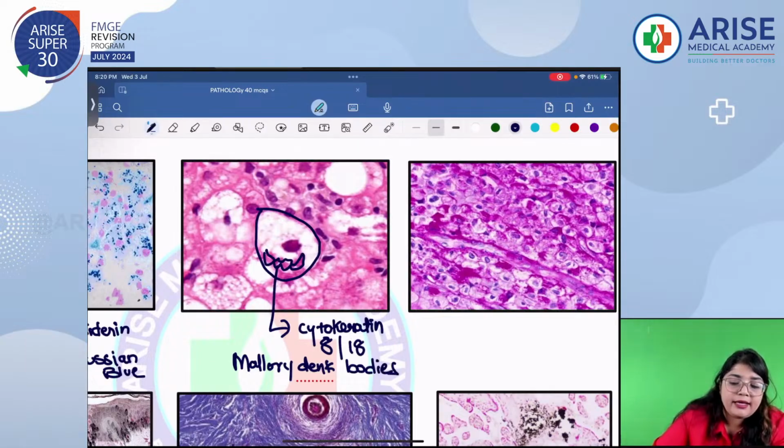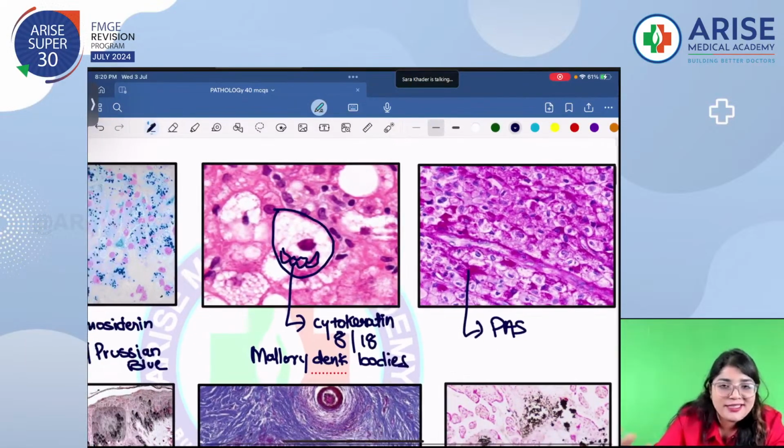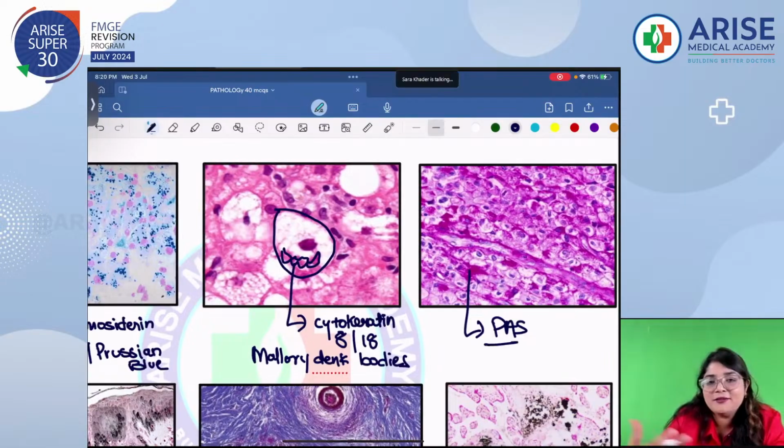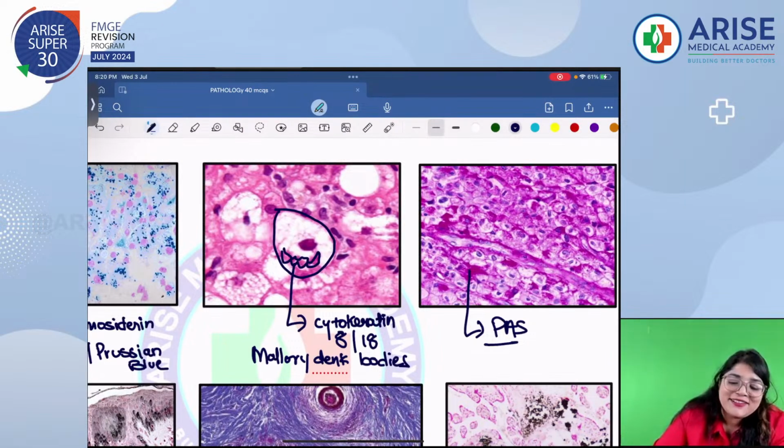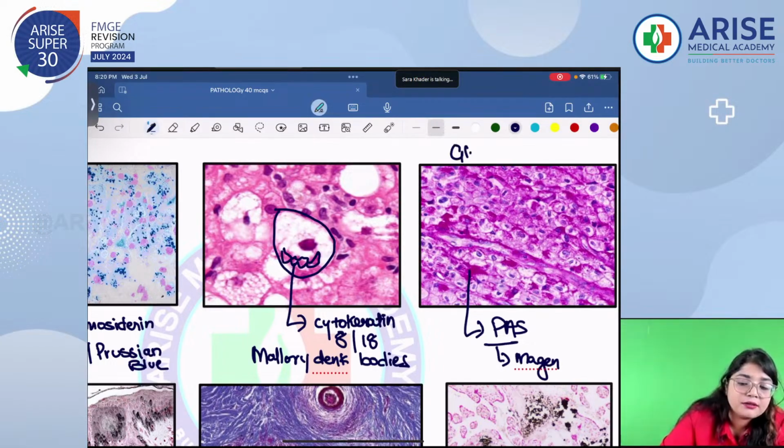And this is nothing but your PAS stain, the magenta color. PAS stain, which is actually staining magenta. Remember, PAS is positive for glycogen. Glycogen is PAS positive as well as diastase sensitive.